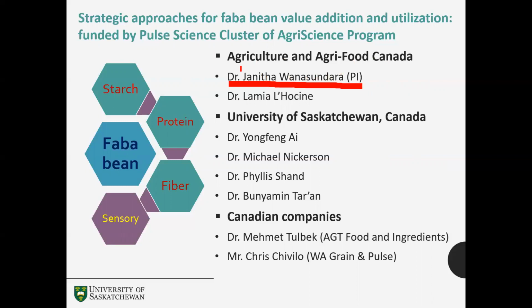So we have researchers from AAFC, we have researchers from University of Saskatchewan, and also we have two industry partners, Dr. Mehmet Tulbek from AGT Food and Ingredients, and Chris Chavello from WA Grain and Pulse. So the whole team works collectively to develop new food ingredients from this important pulse crop, including starch, protein, and fiber. In the end, we're also going to look at the sensory attributes of the new faba bean-based food ingredient.